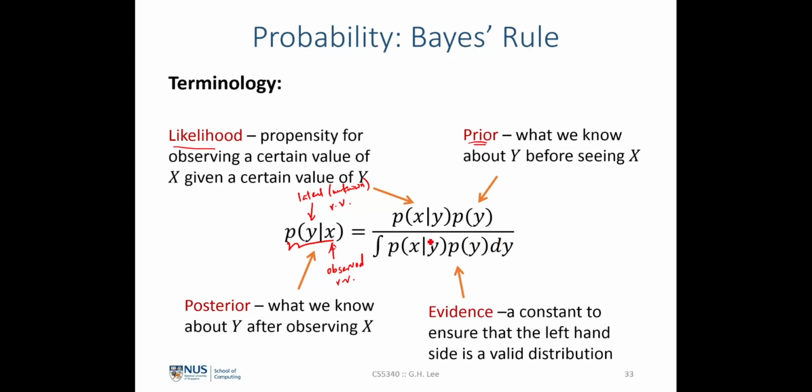And there is a normalizer here, which is also called the evidence. This is a constant, because we marginalize out all the possible states of the latent random variable, leaving the observed random variable over here. So after integrating out all the latent random variables, this term becomes a constant. It acts as a normalizer to make the posterior distribution a valid probability. This means that the integration over all possible values of y needs to equal 1.